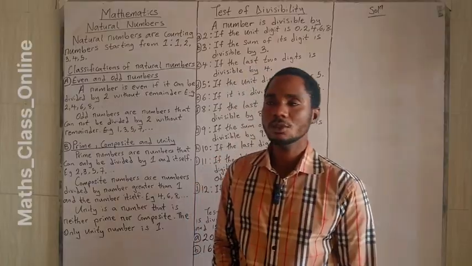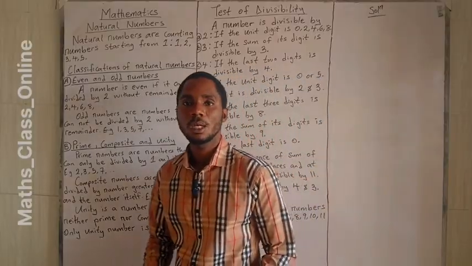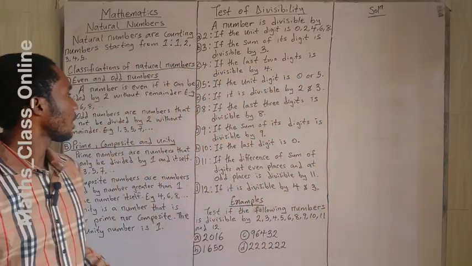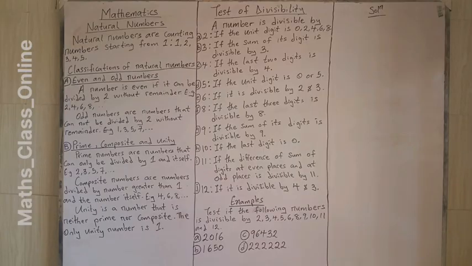Our first topic of discussion is natural numbers. What are natural numbers? As we have it here, natural numbers are counting numbers starting from 1. We have 1, 2, 3, and so on.